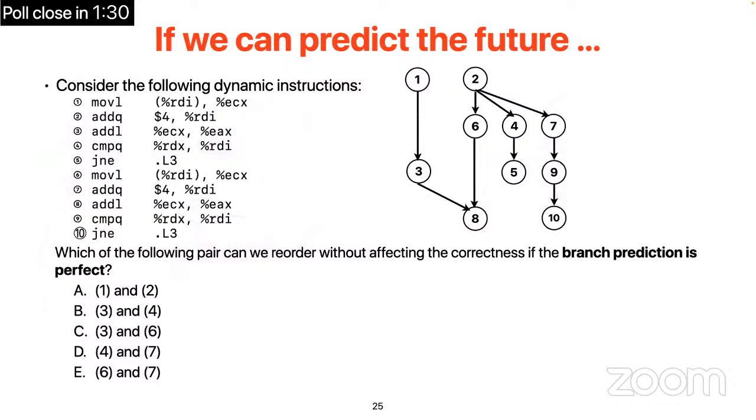However, now assume that we have a perfect predictor. Can we really reorder instructions as we would like it to be?